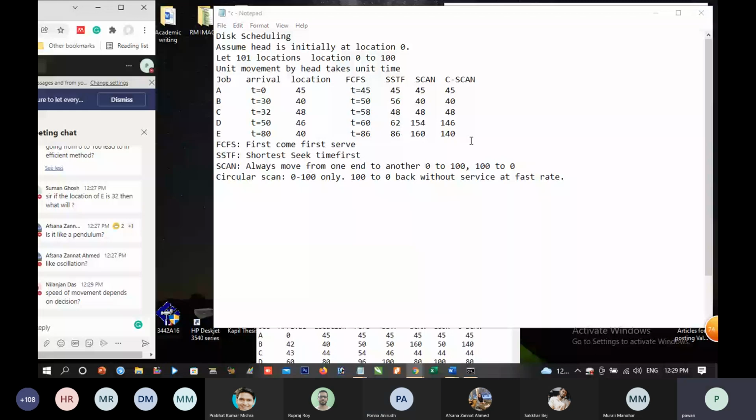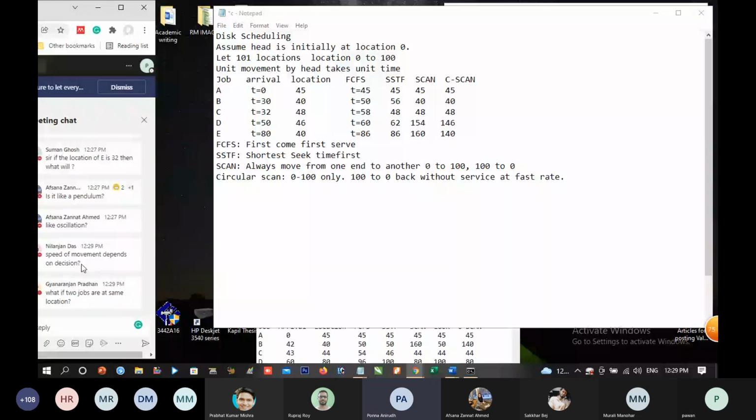Yes, it is like acceleration. No, speed of movement depends upon the decision. Because we have seen two jobs are at the same location, 40 and 40, but they are served at different times. They arrive differently.